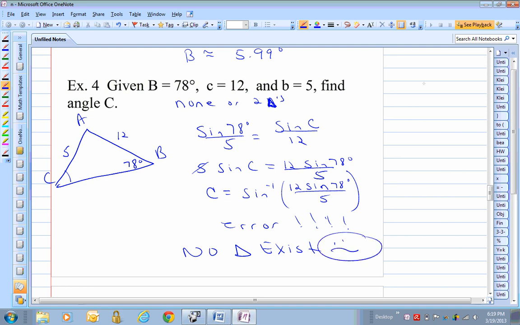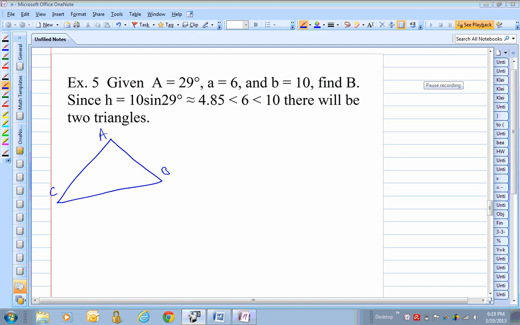All right, go Bearcats. For the next triangle, we're given that angle A is 29 degrees, side B is 10, and side A is 6. The side opposite, again, is less than the side adjacent, so we either have no triangle or two triangles.